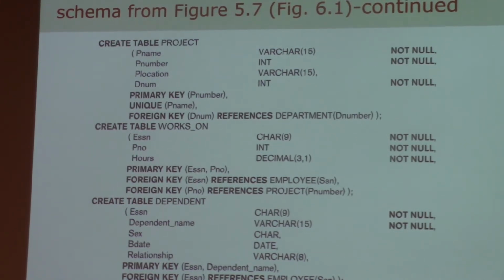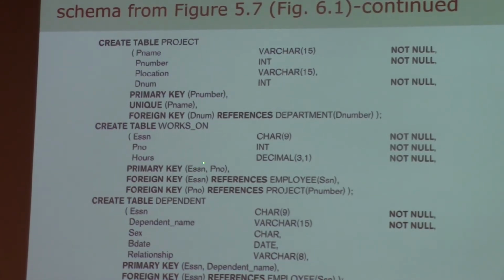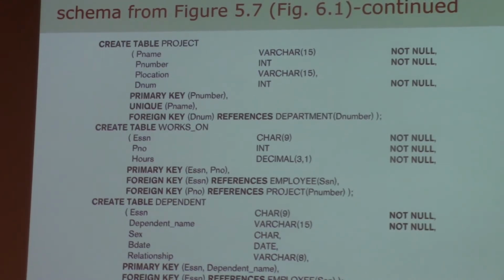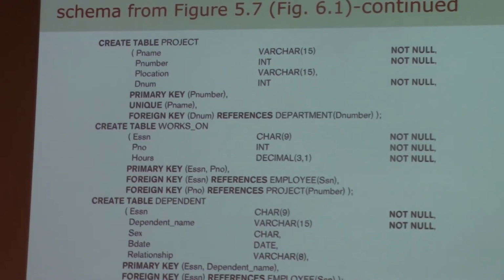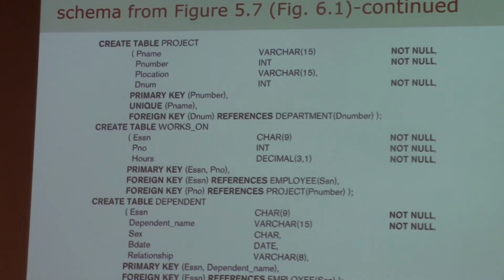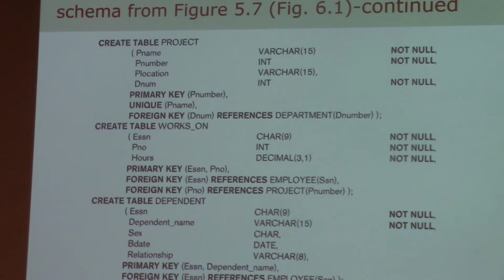Yes? We have more than one primary key for the last two tables. This one? How many primary keys? It's one primary key but composite. It combines ESSN, with an underline connecting them. Okay, not two primary keys. It's one primary key but a composite primary key. That's a good question. And this one? I thought this was two.